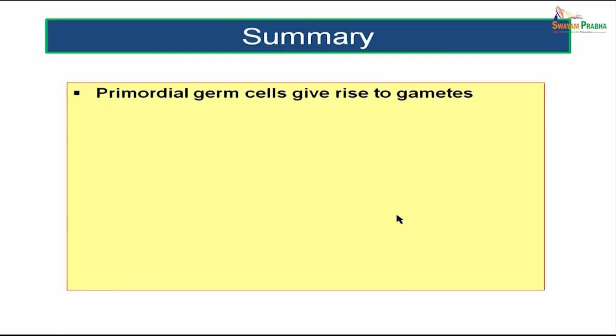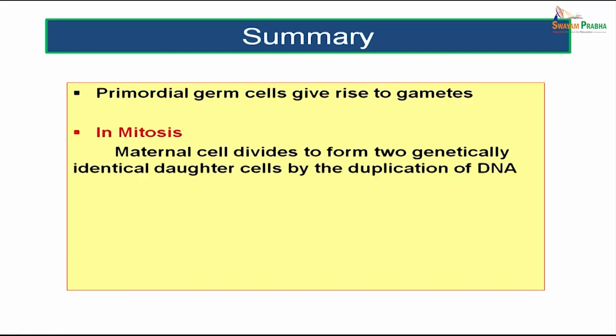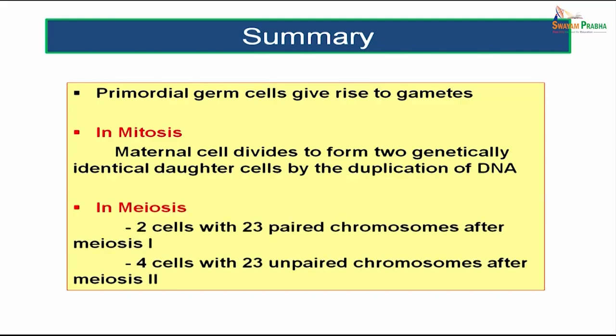So just to summarize, we have the primordial germ cells giving rise to gametes, and in mitosis the maternal cell divides to form two genetically identical daughter cells by the duplication of DNA material. And what is happening in meiosis? We have two sets of meiosis happening. One is meiosis 1 and the other one is meiosis 2.